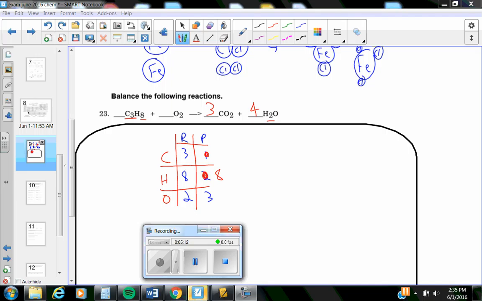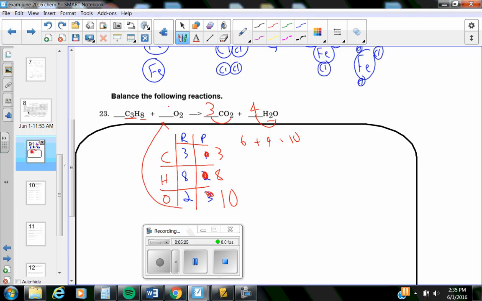That fixed that to 3. Now count your oxygens. 3 times 2 is 6, plus 4 more equals 10. I have 10 oxygens on this side. That says, how do I get 10 oxygens on this side? Simply put a 5 there. That's balanced.